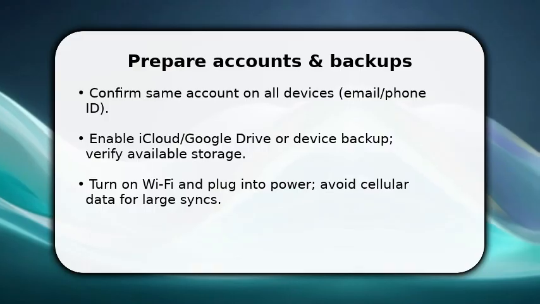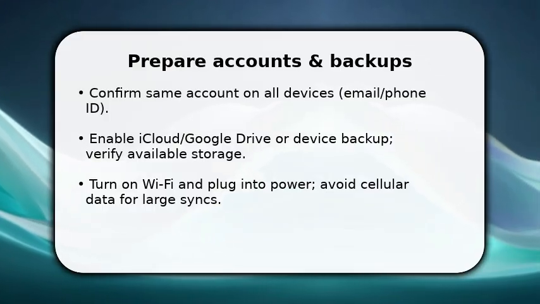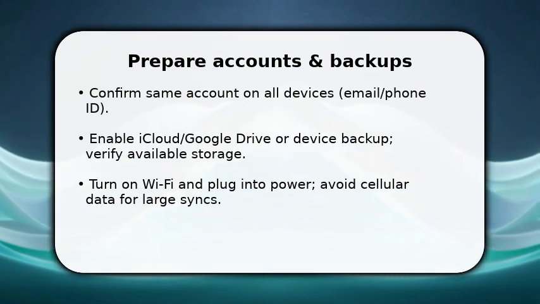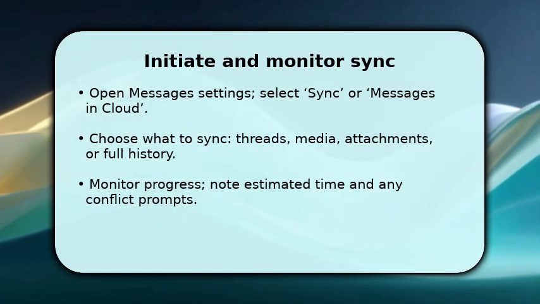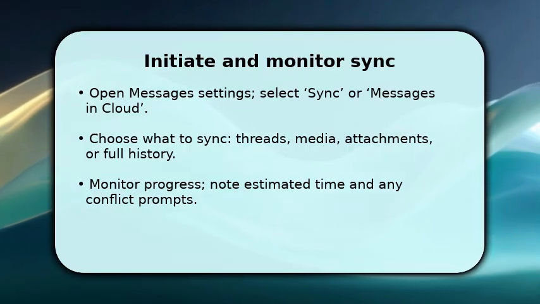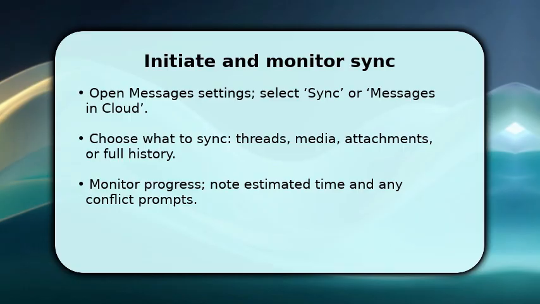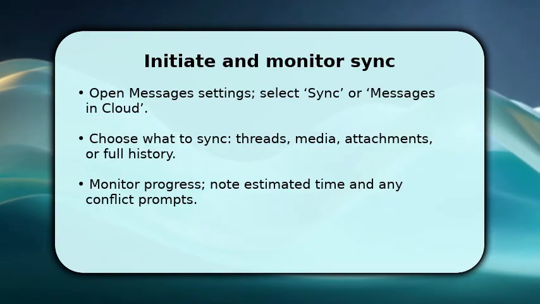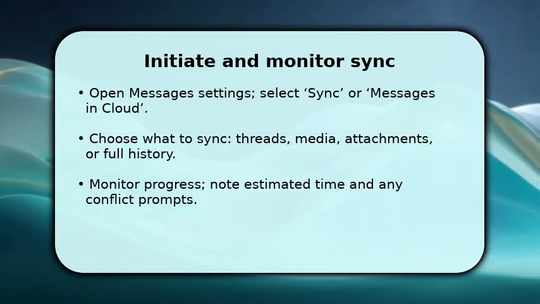After these steps, open the Messages app settings so you can begin the actual sync process without risking lost data. Now you initiate the sync from the Messages settings on your primary device. Tap the option labeled Sync or Messages in Cloud and select the data scope. You choose whether to sync only recent threads or full history including media because that affects time and storage.